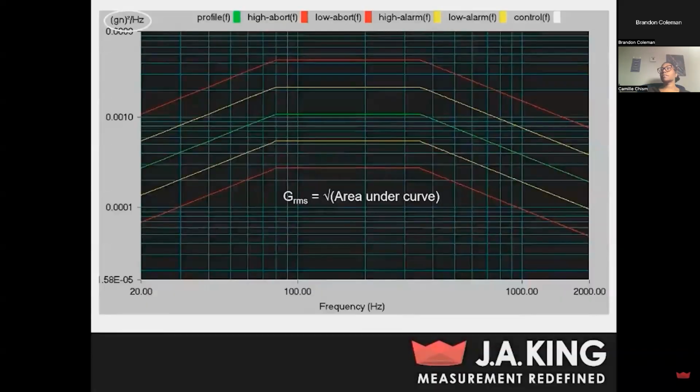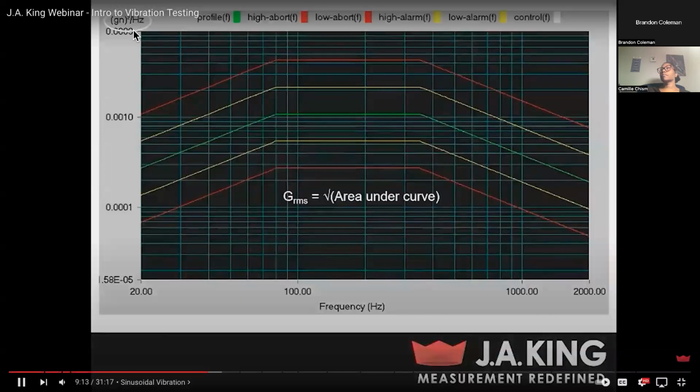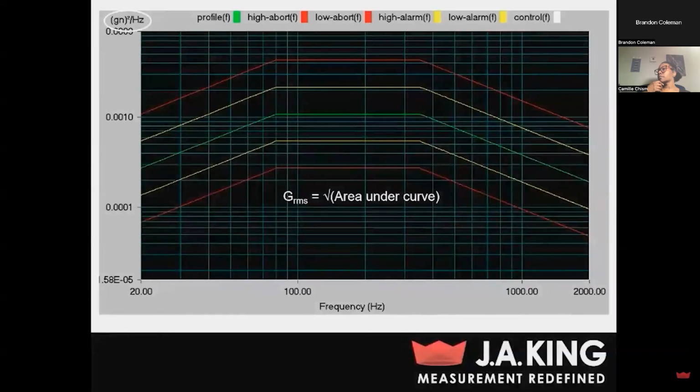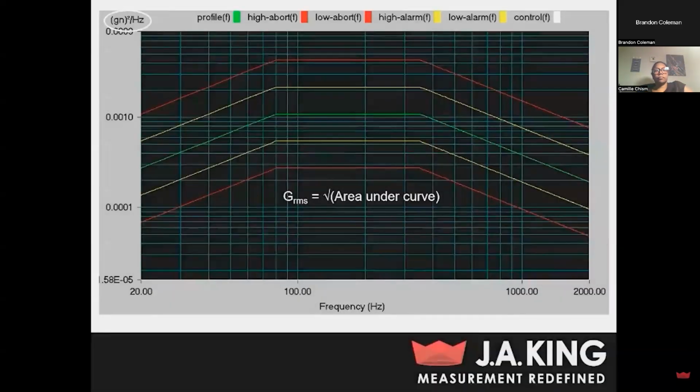So to give you a better idea of what really is the GRMS, it's calculated just as the square root of the area under the profile curve. So you can see here, this is what a random vibration profile would look like on your actual shaker controller. And the square root of the area under that green curve, that's going to be your GRMS. Now, it is important to note also that while this GRMS does indicate your test intensity, two different curves with the same GRMS are not necessarily equivalent. They could have completely different shapes and different frequency ranges as well.